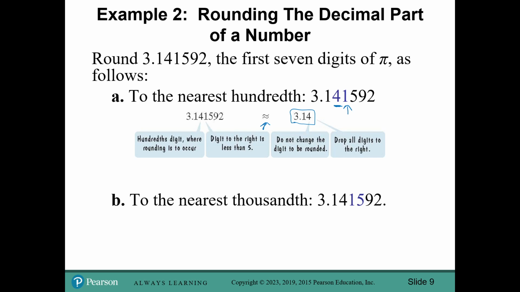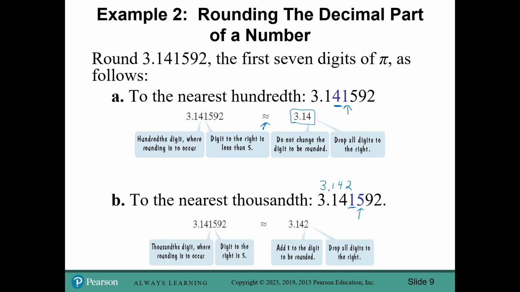Now, we want to look in part B at rounding to the nearest thousandth. So, 1 is in the tenths place, 4 is in the hundredths place, 1 is in the thousandths place. Now, this number tells us how to round the 1. That 5 tells us we need to round the 1 up. So, we are going to round it to 3.142 and then drop off the remaining digits.